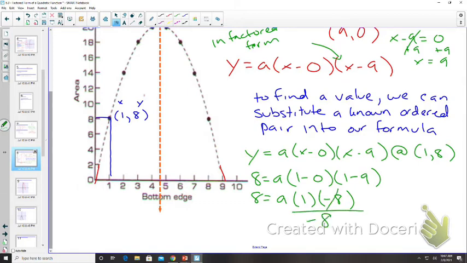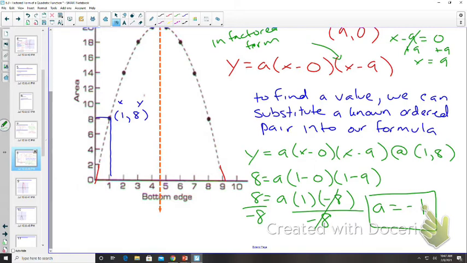So I'll divide by negative 8 on both sides. And then 8 divided by negative 8 is... I don't know. Negative 1. Negative 1. Okay, any number divided by itself is going to be 1, always.